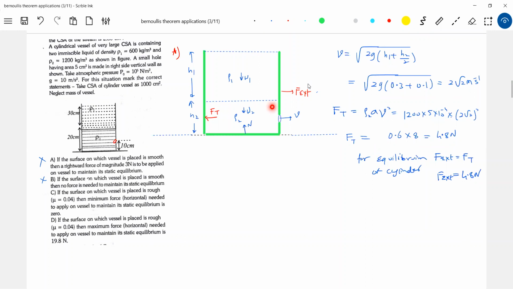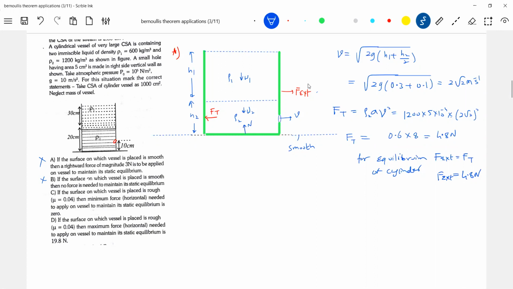Try to analyze. See, your fluid mechanics is over with velocity of efflux. The rest all everything is mechanics side here. So if this is smooth, then no force is needed to maintain its static equilibrium? We need some external force, no? Then it can be in equilibrium. So option B is wrong.